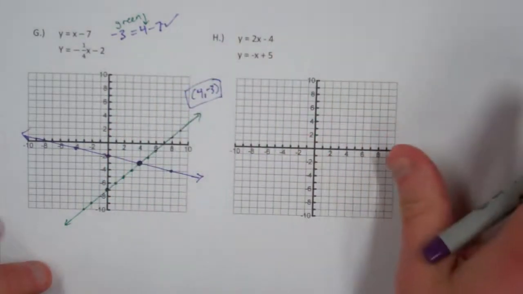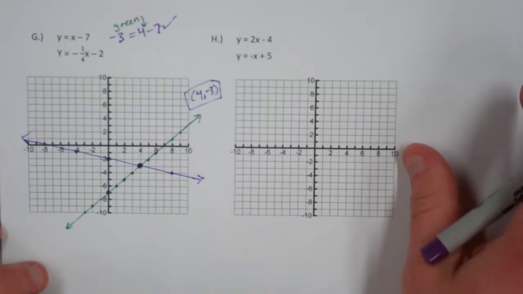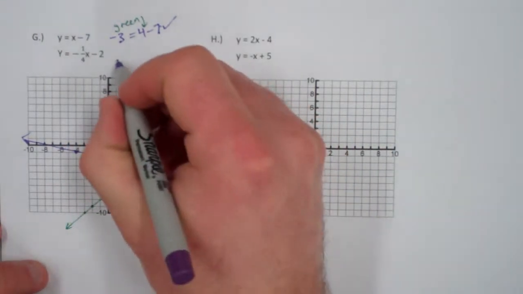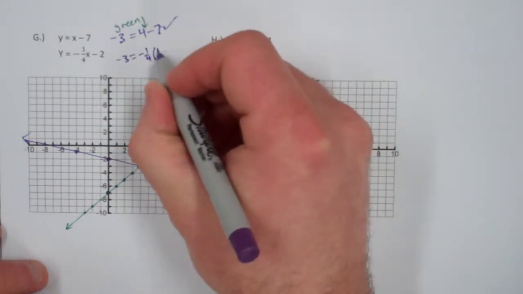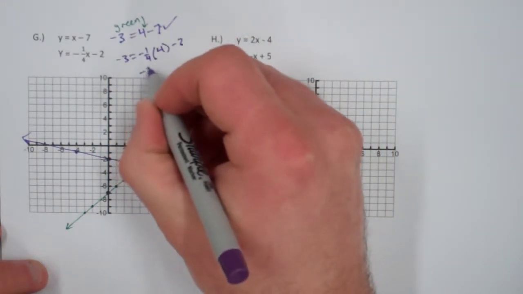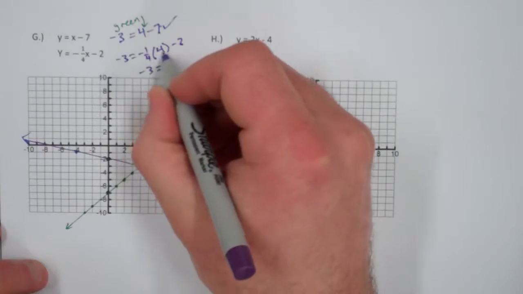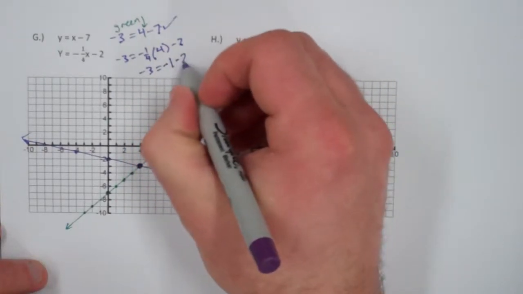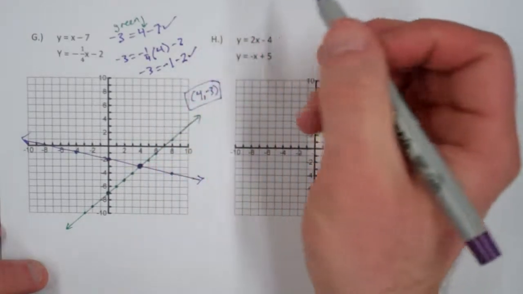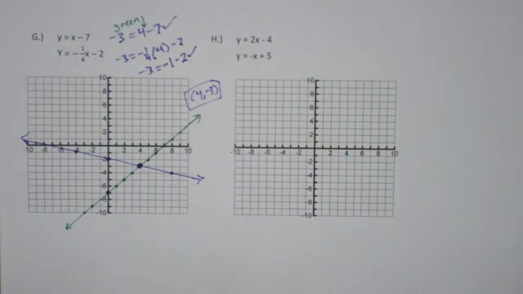But the next one, we could also check this one as well. And so we've got y, which is negative 3, we think, is equal to negative 1/4 times x, which is 4, minus 2. And negative 1/4 times 4, or 1/4 of 4 here, is going to be negative 1. Minus 2 is exactly negative 3. So that one checks as well.